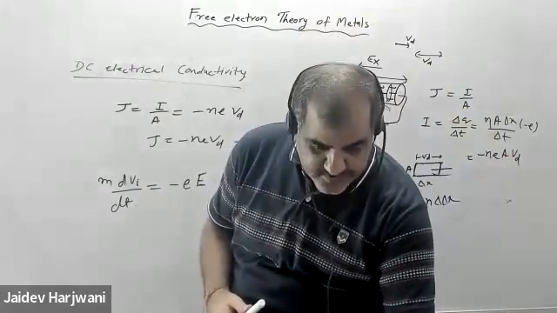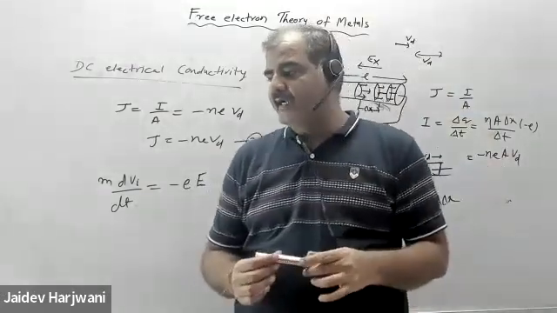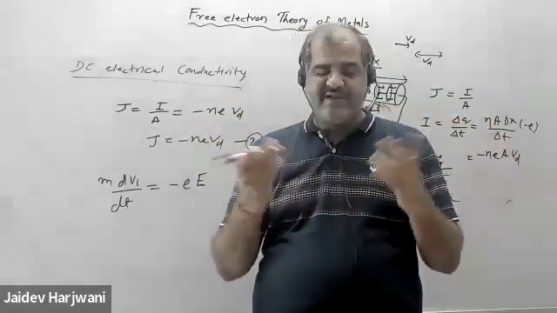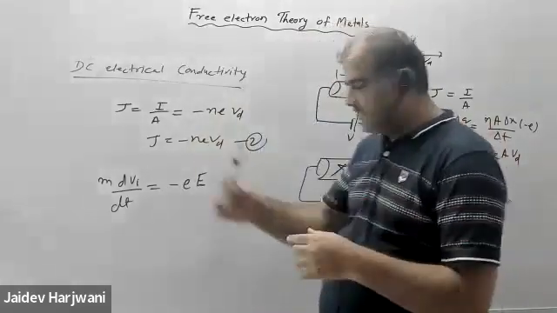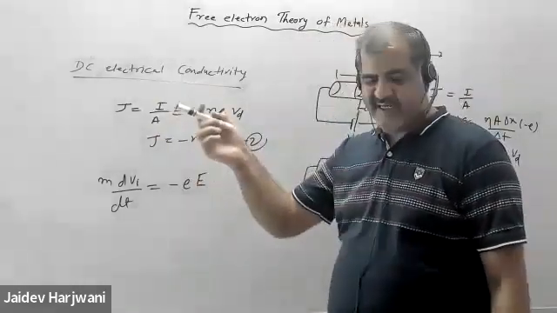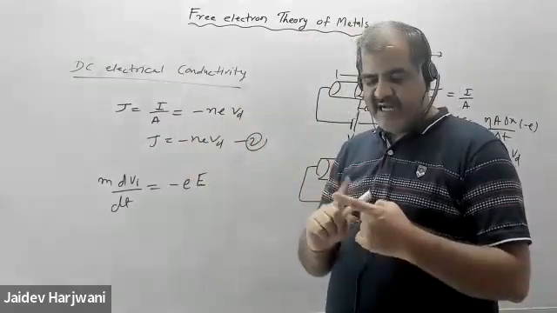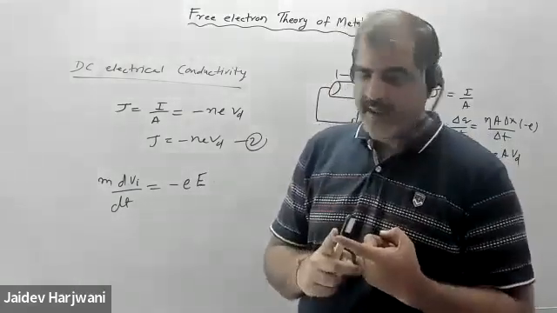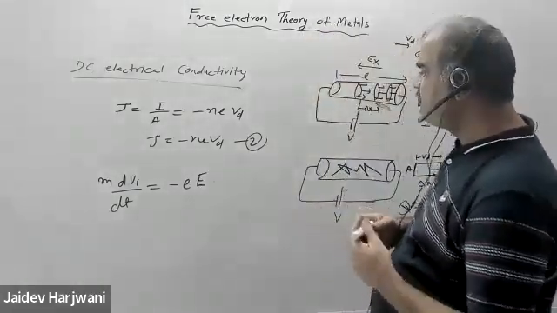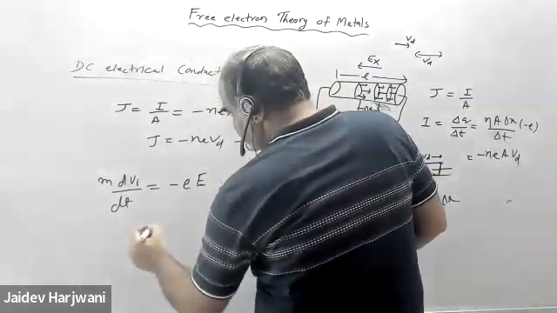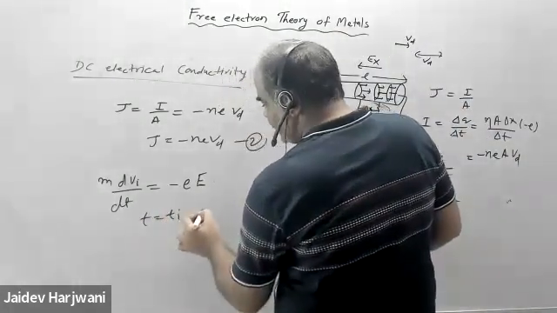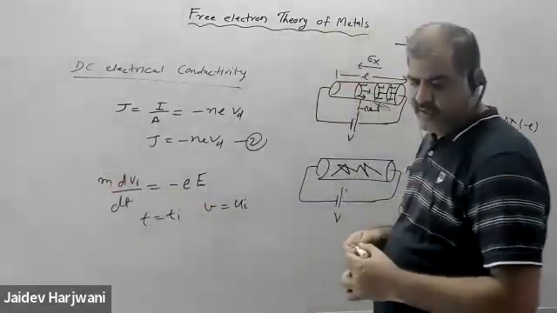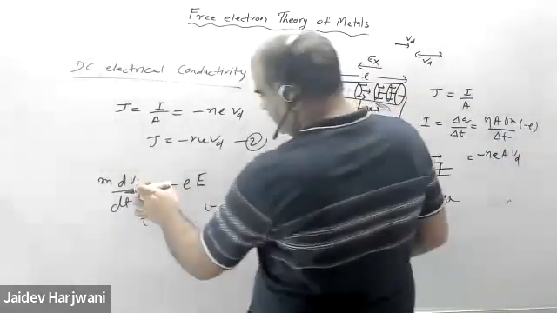One assumption is that when an electron collides with an ion, its velocity afterwards is random. You don't know whether it will move in the x direction or the minus x direction. Just before and just after the collision, we don't know the velocity of the electron. So I assume the initial velocity at t equal to ti is ui, that is v equal to ui. Now solve this equation. This equation will give you the velocity of the ith electron.